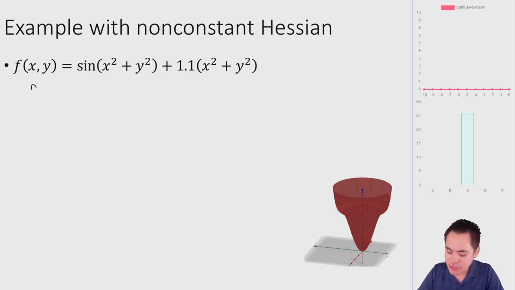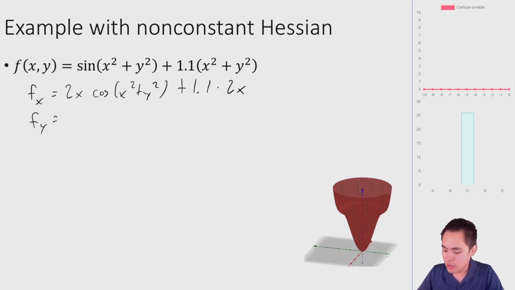So the first thing we do is f_x is going to be equal to, well, you need to use the chain rule, so this is 2x times cosine of x squared plus y squared plus 1.1 times 2x. f_y, actually let me rewrite that first into a slightly nicer form. So this is equal to 2x times 1.1 plus cosine of x squared plus y squared.